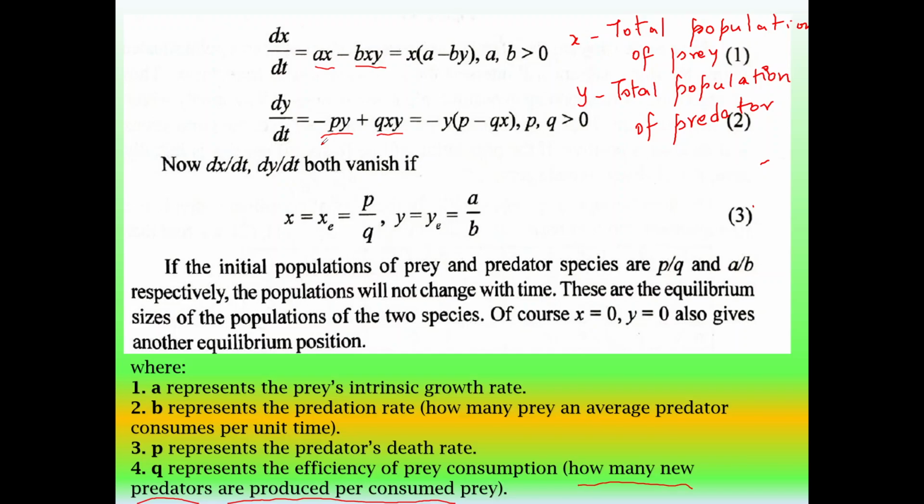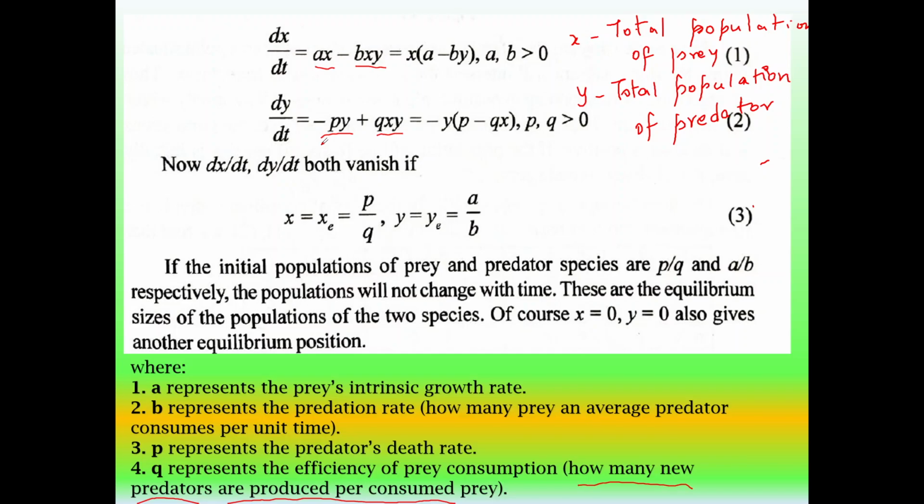Now, we are going to calculate the equilibrium sizes of the population. Equilibrium sizes means when there are no changes in the rate of change of the population of prey, as well as no changes in the rate of change of predator population. So when will it happen? Whenever there are no changes, definitely dx by dt equal to 0 and dy by dt equal to 0.